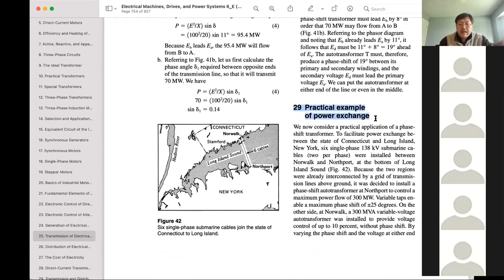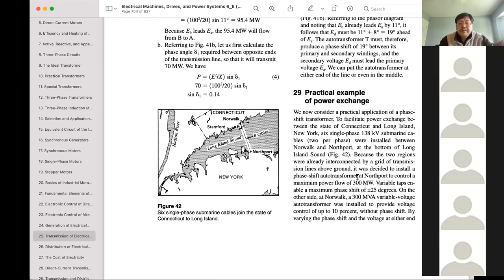Also followed up by an example. The example is New York and Connecticut. That is Long Island, and that is ocean, I think, water. One side is New York, one side is Connecticut. So two islands. That's the power grid of Connecticut, and that's the power grid for New York.